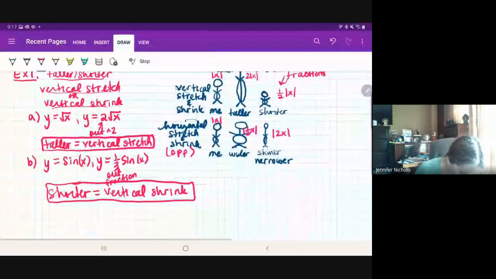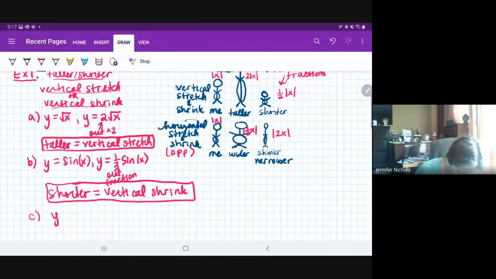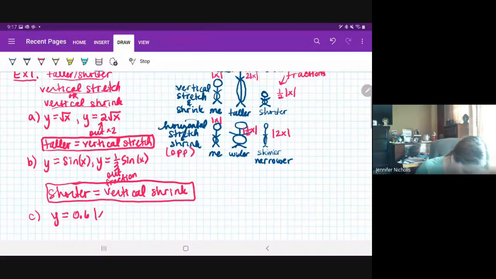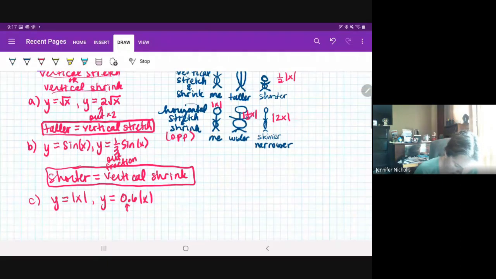Okay, so C, we're not going to have any insides. Everything's going to be an outside. What if we have 0.6 absolute value? Oops, sorry, I got to write the main equation. I got to write the basic first. So you got to write the basic first. And then this one is 0.6 absolute value of x. Okay, so this one is a fraction, right? I mean, I know it's not a fraction. Zero point blank. Now, if it's 1.6, that's going to still be a stretch.